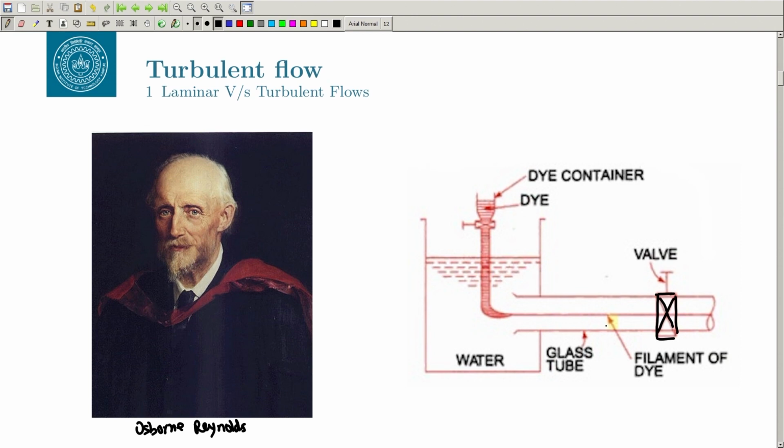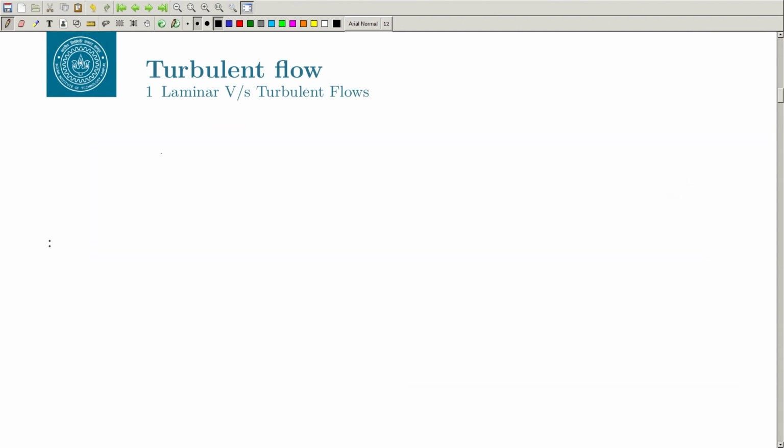and then he started opening the valve slowly. Okay. So, initially when he opened the valve, what he saw, let us say this is my tube. Okay. What he saw is basically that the dye, which is a red color dye, goes in a line, it is not deviating. Okay. So, you can have different lines, and they are along a line, they are not changing. Okay. So, in other words, the flow is smooth, right. So, the flow is smooth, no disturbances.